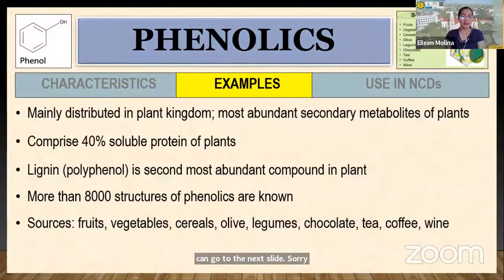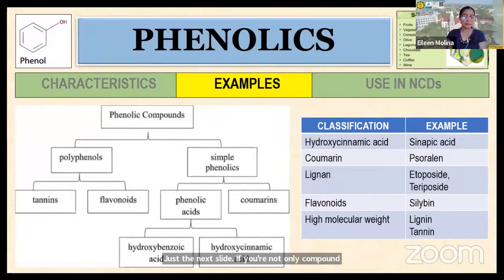So for its examples, phenolic compounds can be classified into polyphenols and simple phenolics. Examples of polyphenols are tannins and flavonoids. Simple phenolics are also subclassified into phenolic acids and coumarins. Phenolics can either be hydroxybenzoic acid or hydroxycinnamic acid.